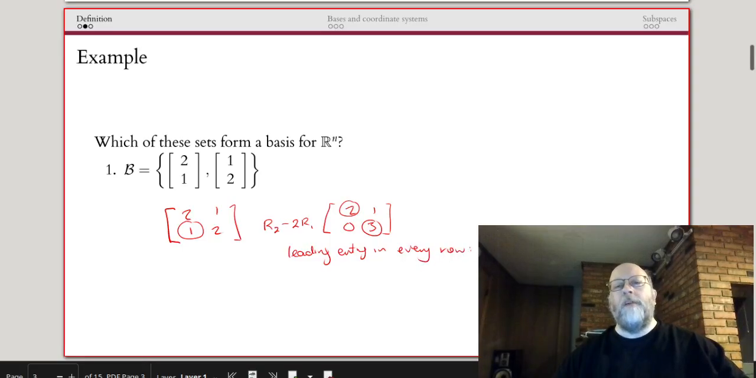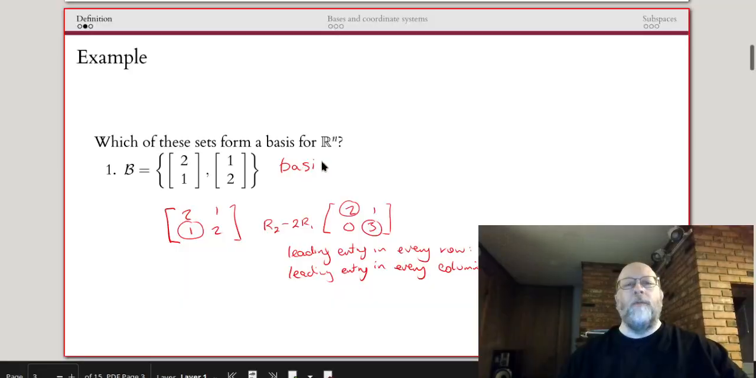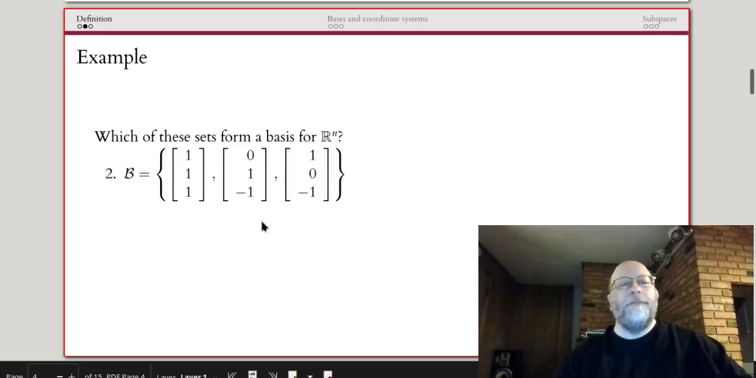And so this set spans R2. And we have a leading entry in every column, and so this set is linearly independent. And so this is a basis for R2. Let's look at the next set. Can this set be a basis for R3?